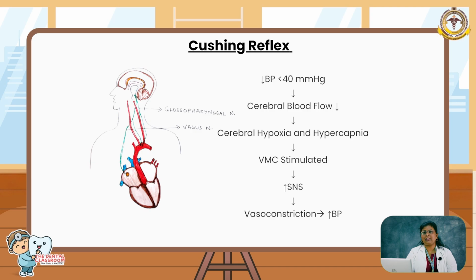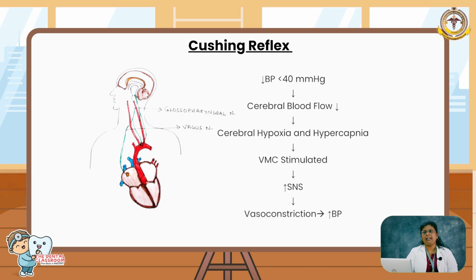Whenever there is sympathetic nervous system activation, there will be an increase in heart rate and an increase in cardiac output. In the blood vessels it increases vasoconstriction. So finally, whenever there is an increase in heart rate and cardiac output, blood pressure also increases.